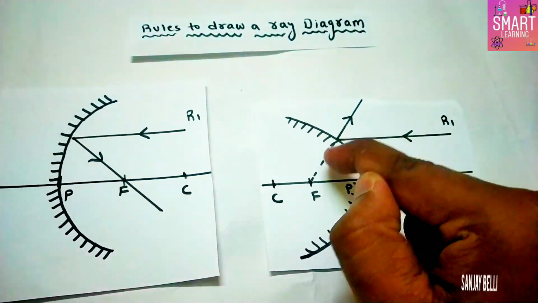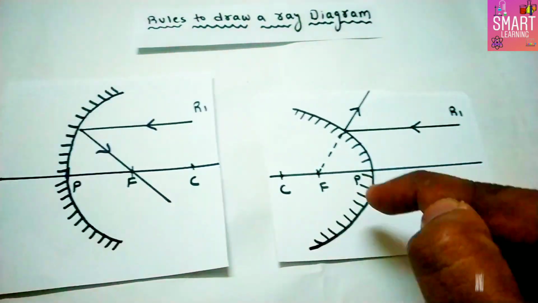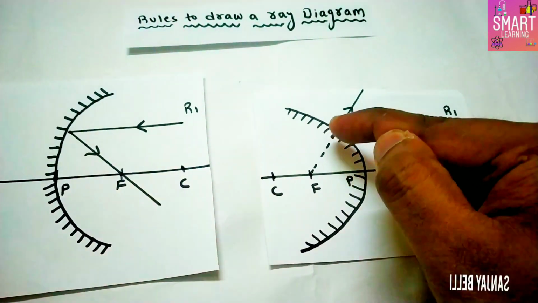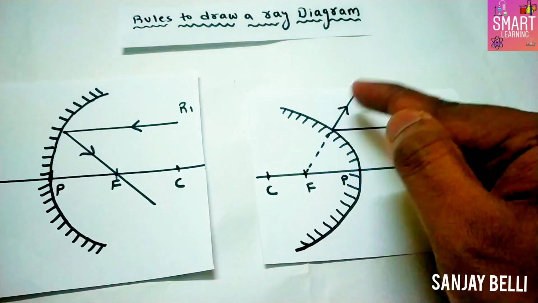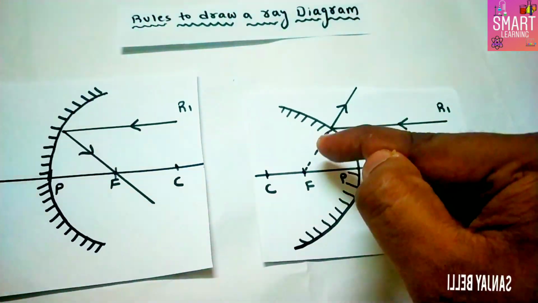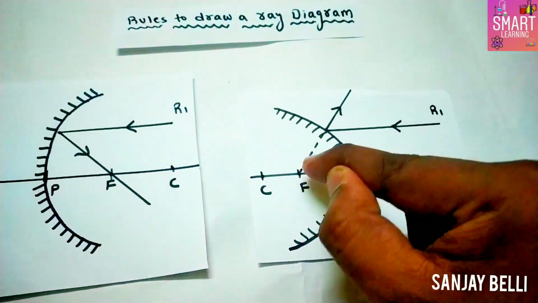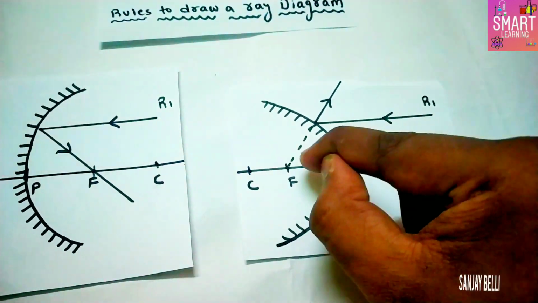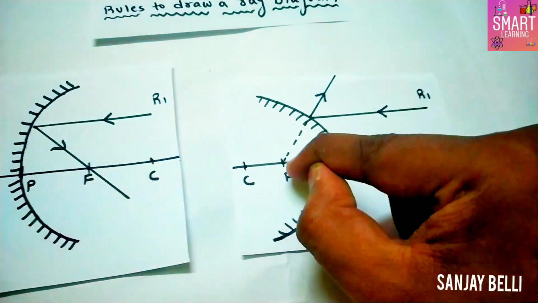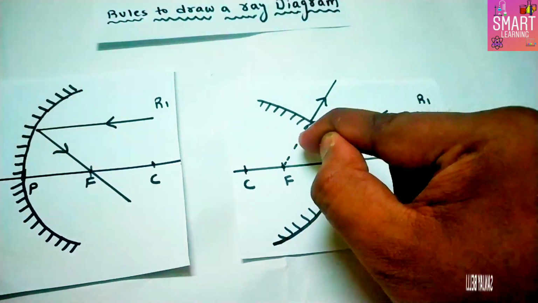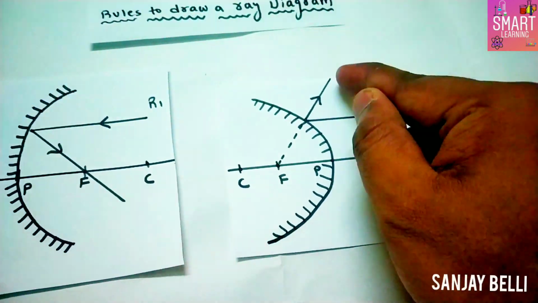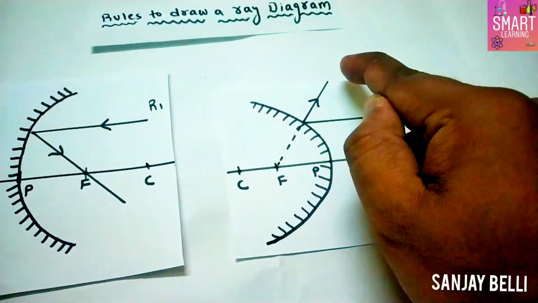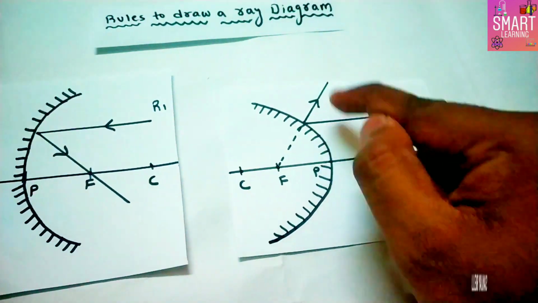We are not drawing it passing through, because a convex mirror is a diverging mirror. The ray will get diverted. The ray will get diverged and the reflected ray appears to be coming from the focal point. That is the reason I represented dotted lines. That means the light ray appears to come from the focal point, for a ray parallel to the principal axis, because this is a diverging mirror.